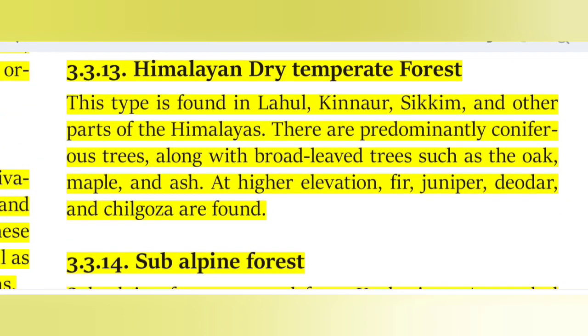Next is Himalayan dry temperate forest. This type is found in Lahul, Kinnaur, Sikkim and other parts of Himalaya. Where will dry temperate forest be found? Lahul, Kinnaur, Sikkim and other parts of Himalaya. There are predominantly coniferous trees along with broad-leaf trees such as oak, maple and ash. At higher elevation, fir, juniper, deodar and chilgoza are found.